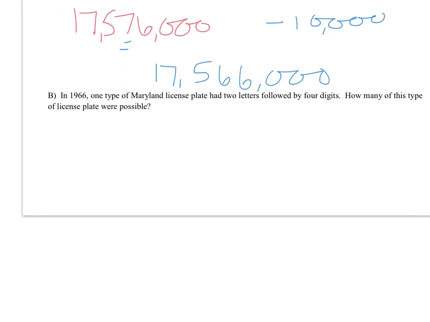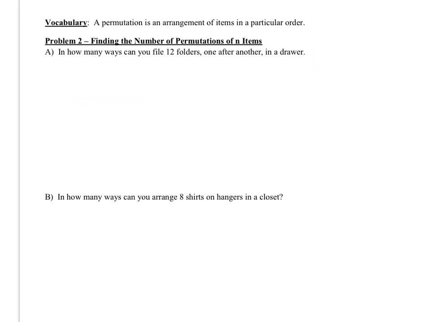I want you to do B by yourself. Now we're talking about 2 different actual orders that we can have. So finding a number in permutation. This is where you're going to be saying that order matters. Permutation, order matters, because it would matter if you got first place compared to third place. And how many ways can you file 12 folders, one after another in a drawer?